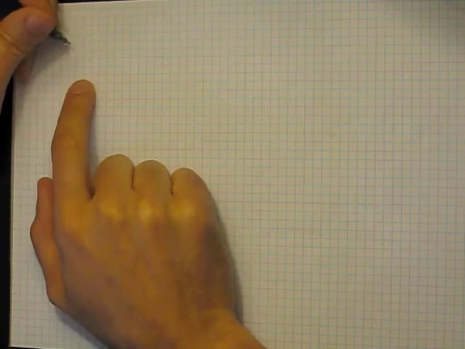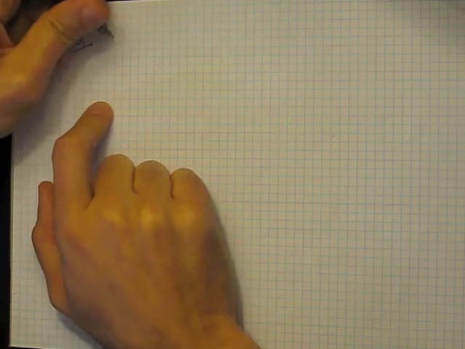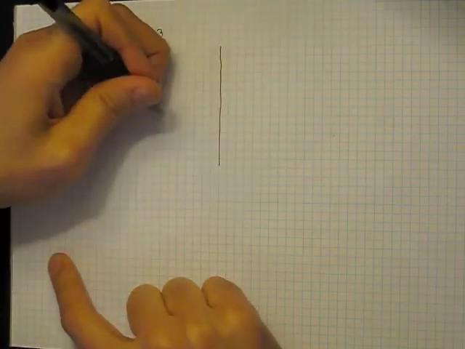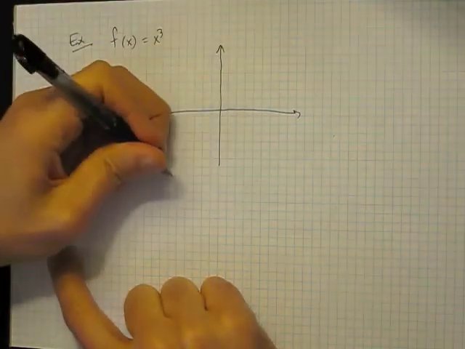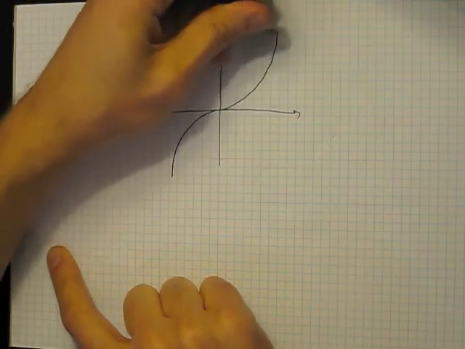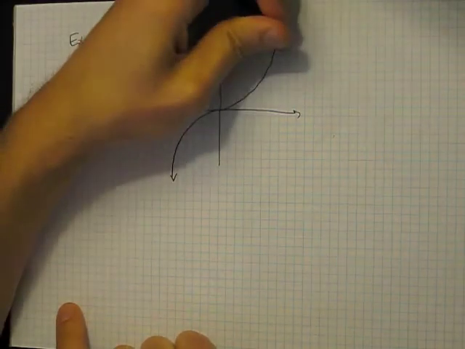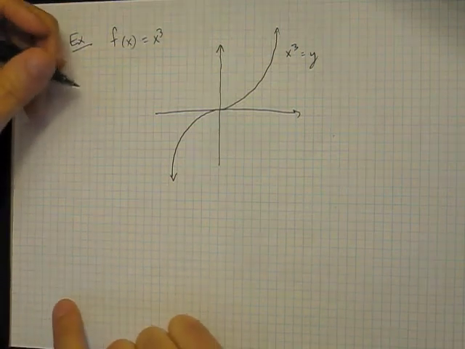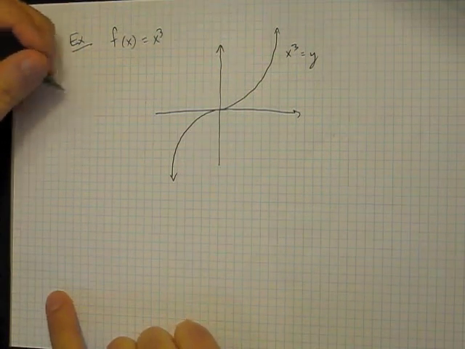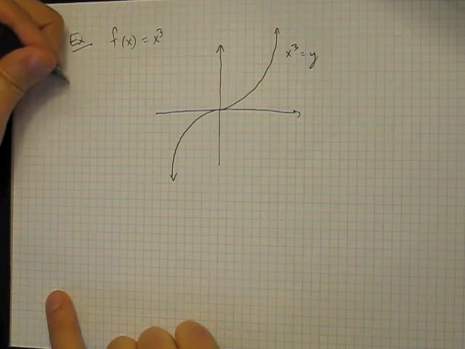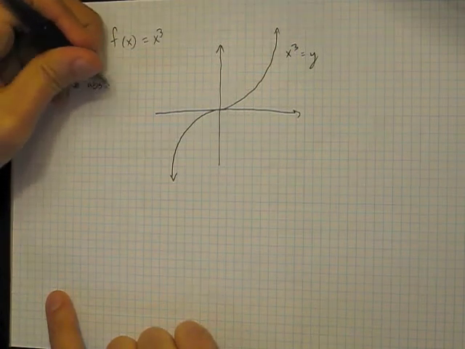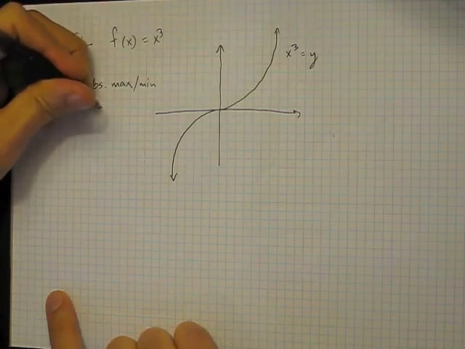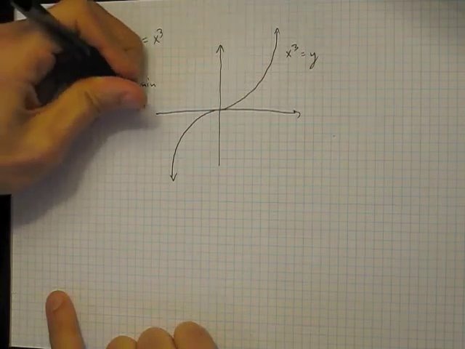So here's a function, x cubed, the x cubed function. Its graph looks like this. So here's a function that appears to have no absolute max, no absolute min, no local max, no local min. This function has no absolute max or min, no local max or min.